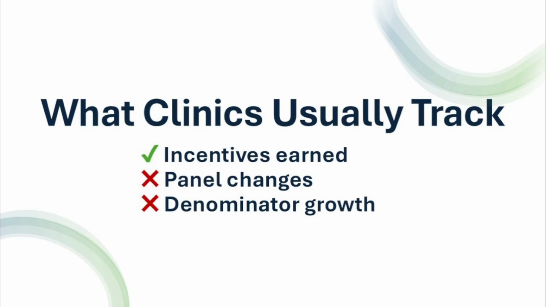Anyways, but what we are not tracking in our practices, in our clinics, is what our panel looks like for this month, or how the panel has changed. Whether it's staying constant, is it increasing, is it decreasing? And what is the denominator looking like? The denominator is the total number of patients who are eligible to receive a specific screening or meet specific criteria, right? I will show you in a moment what I mean by that.